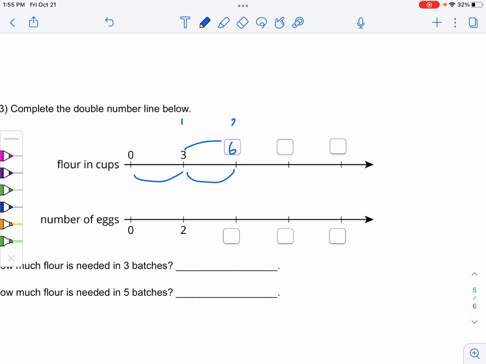So if this is batch 1, batch 2 is plus 6 more. Batch 3 is plus 6 more. So for this one, we're talking not 12, but we're talking about moving up 9. Batch number 4 is moving up 12.